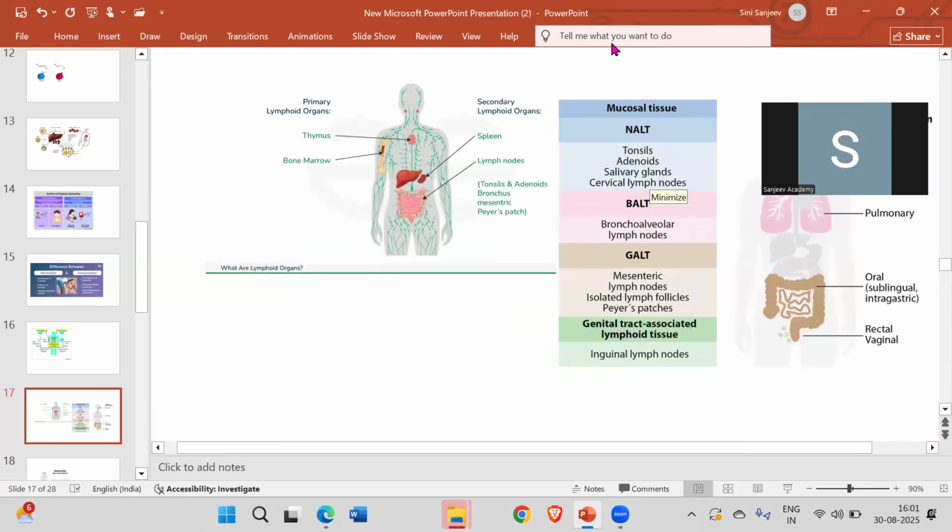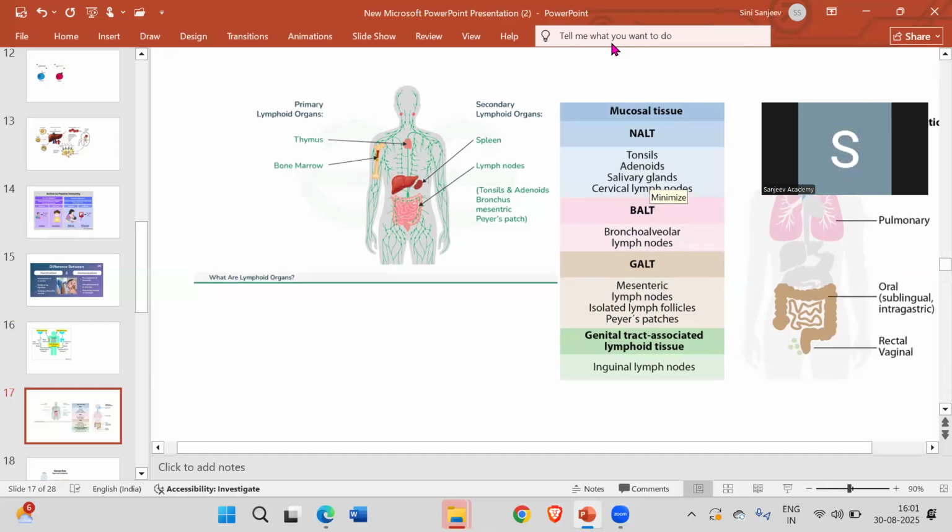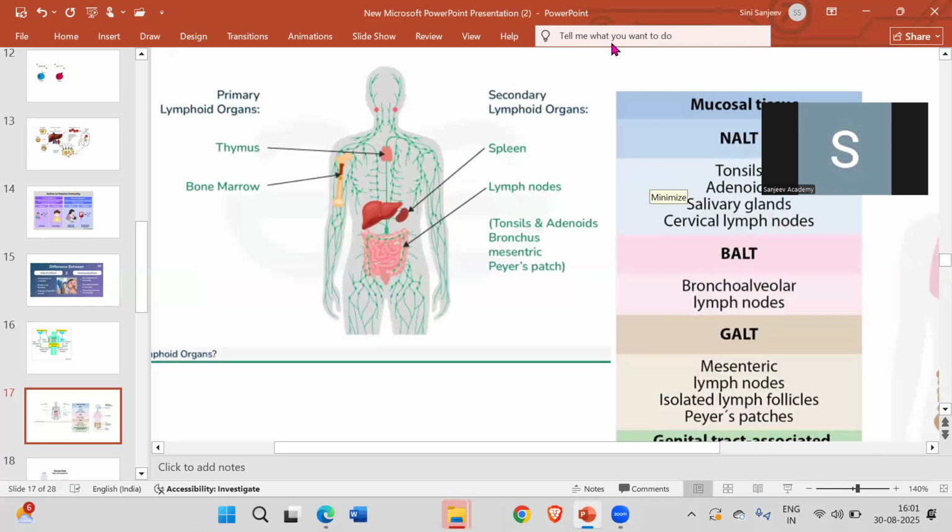That is the NALT, BALT, GALT. These are certain mucosal tissues which help in proliferation of your matured lymphocytes. For example, we have the spleen, which is near your liver. It is a bean-shaped structure, and it has lymphocytes and phagocytes.